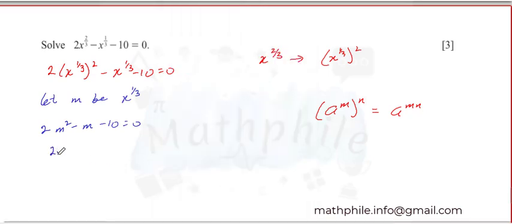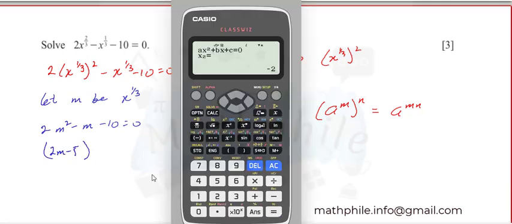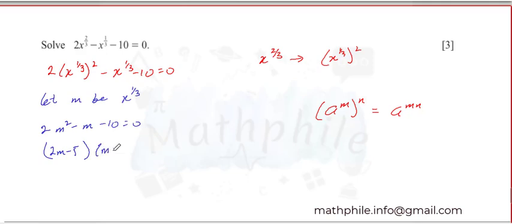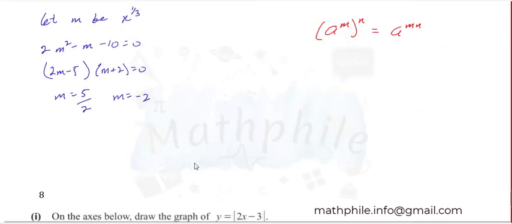So we can say that 2m minus 5, then m plus 2 equals 0. So m equals 5 over 2. Let me write my 5 over 2, and m equals negative 2. At this point, we didn't start the question with m, we started the question with x. That's what we are finding. So we can do back substitution.